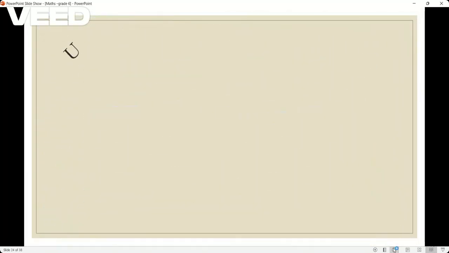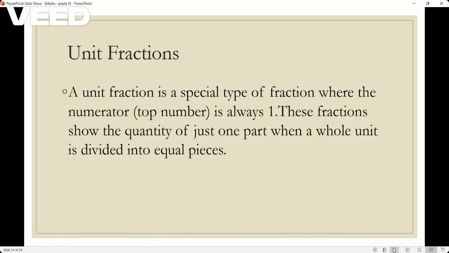Next we are learning unit fractions. I hope you understand that unit fractions and proper fractions are not the same. A unit fraction is a special type of fraction where the numerator is always 1. That means the numerator, the top number, should always be 1. If you write numerator 2, it will be a proper fraction. These fractions show the quantity of just one part when a whole unit is divided into equal pieces.